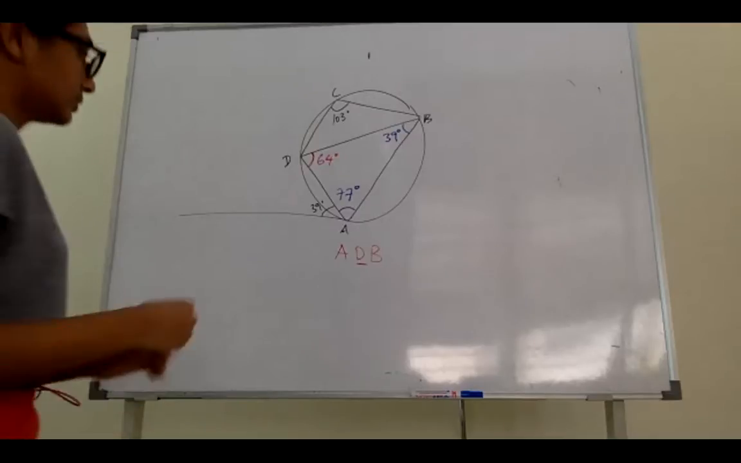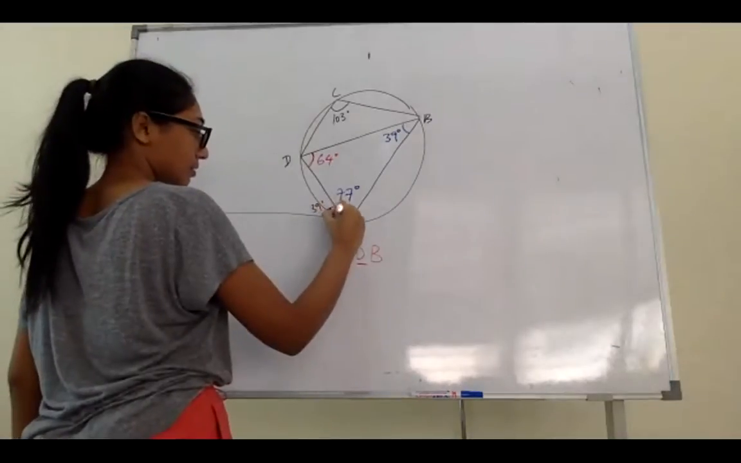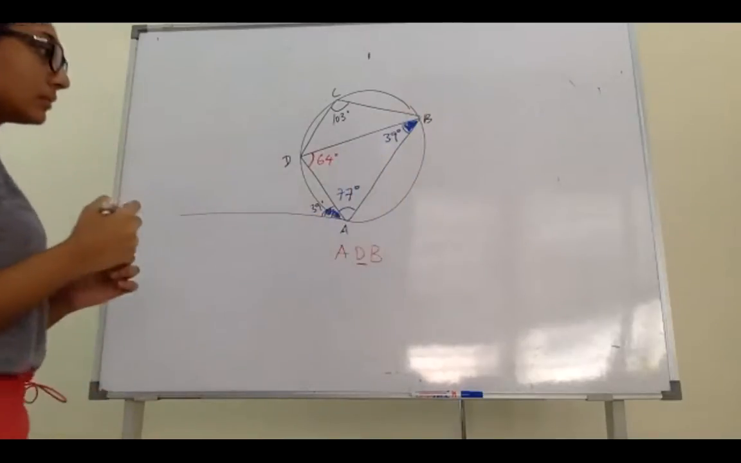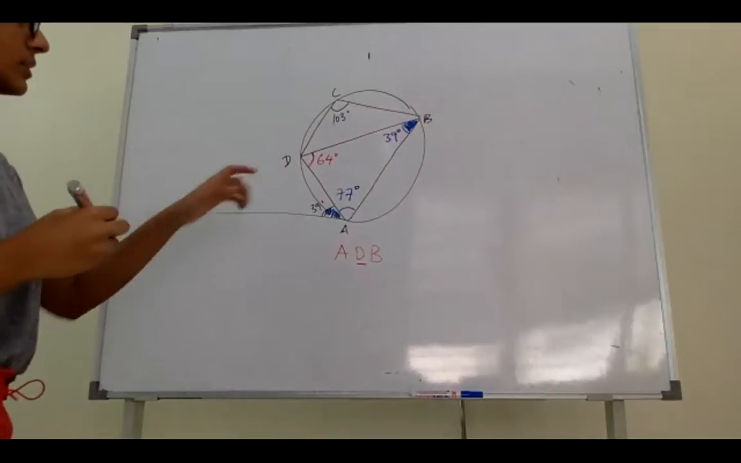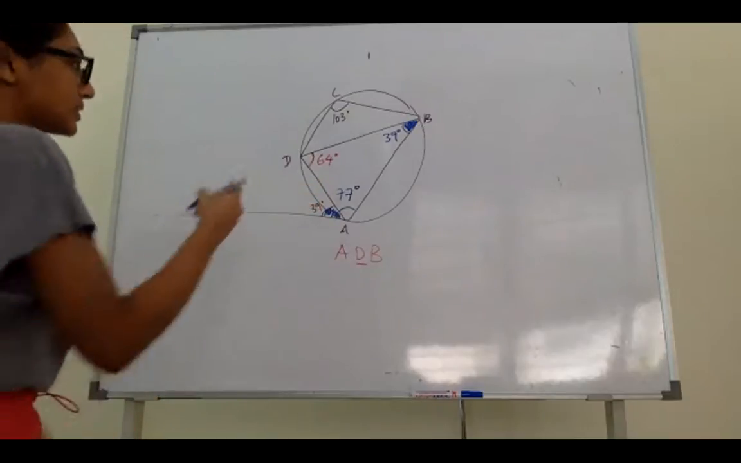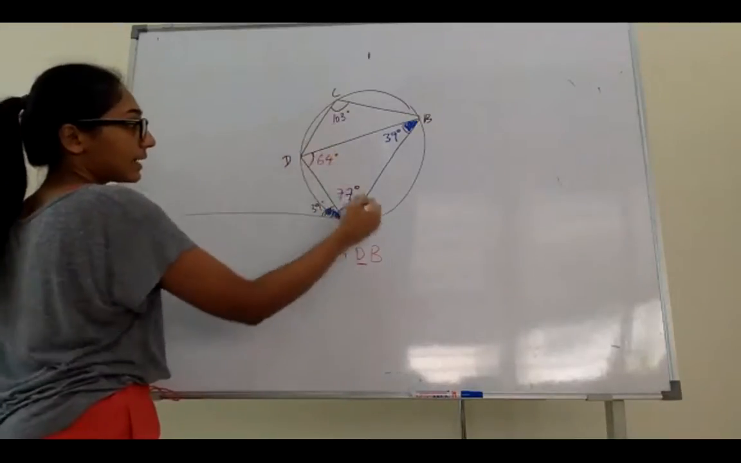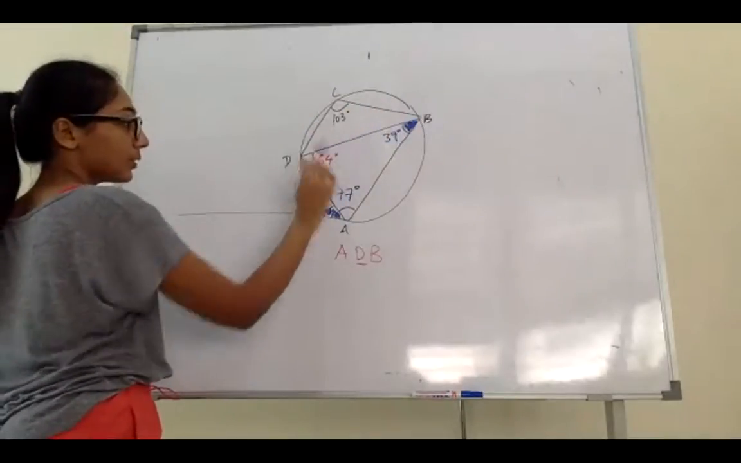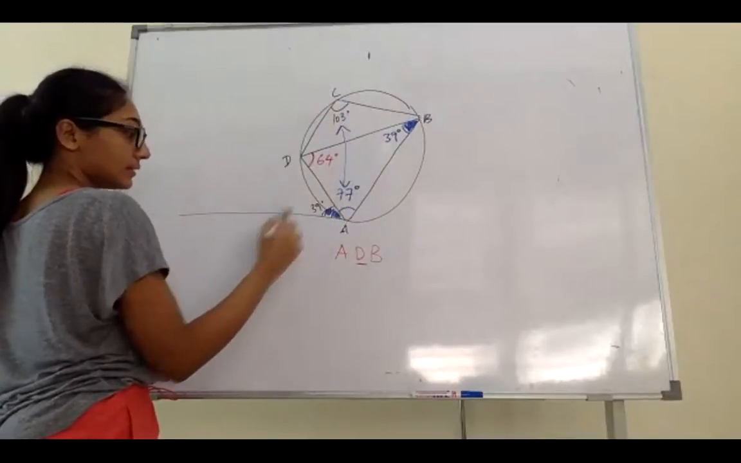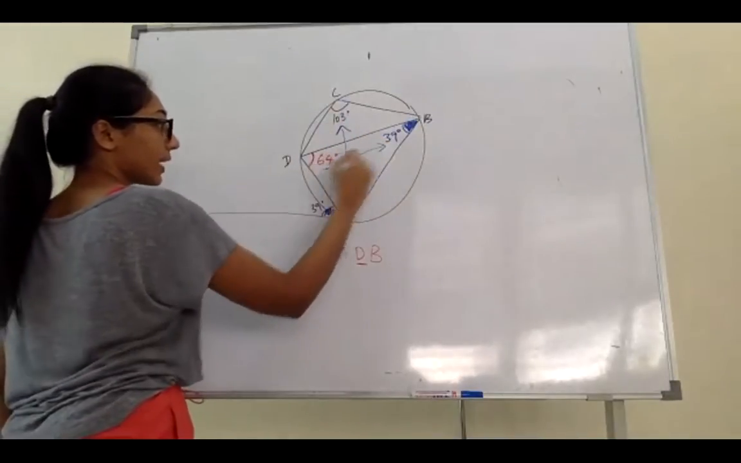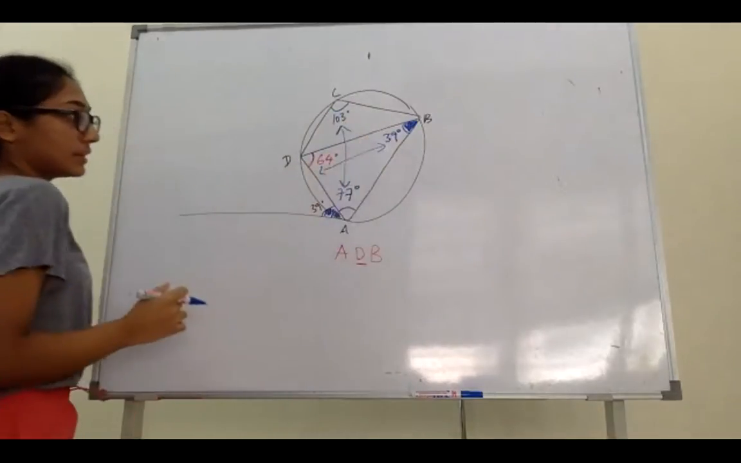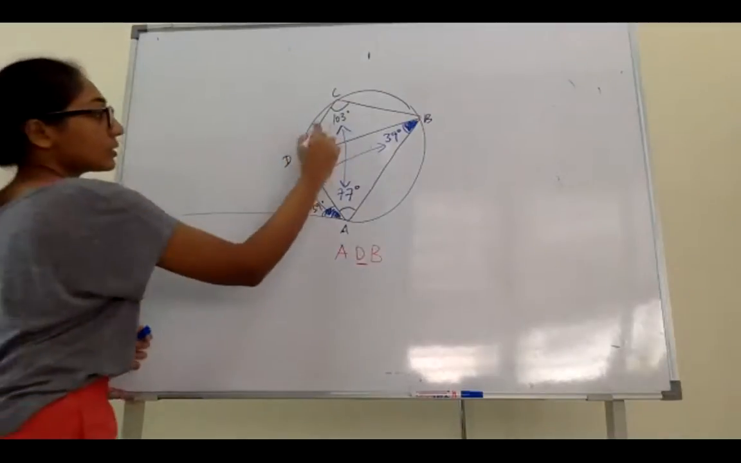So this angle, they are the same. What if we are using the formula that opposite angles of a cyclic quadrilateral are supplementary? Basically, in a cyclic quadrilateral, all the points are on the circumference. These two opposite angles, when added together, will equal 180. No, not these two, these two.